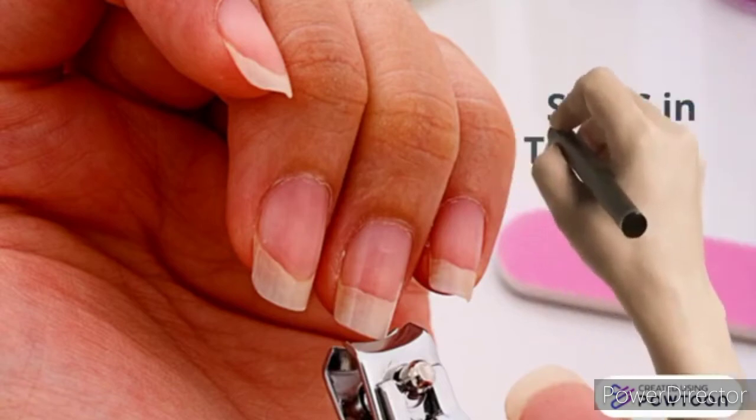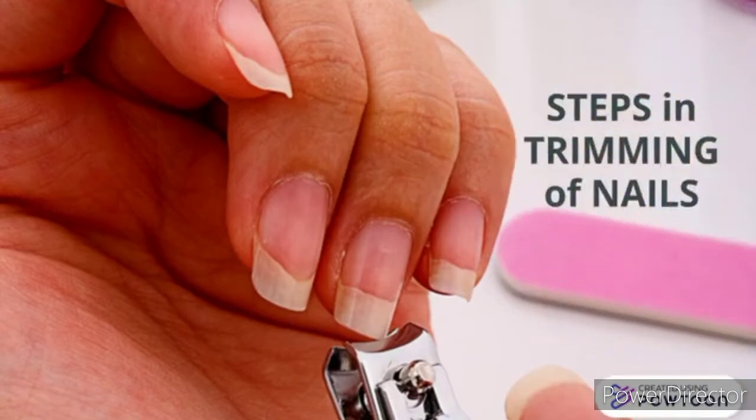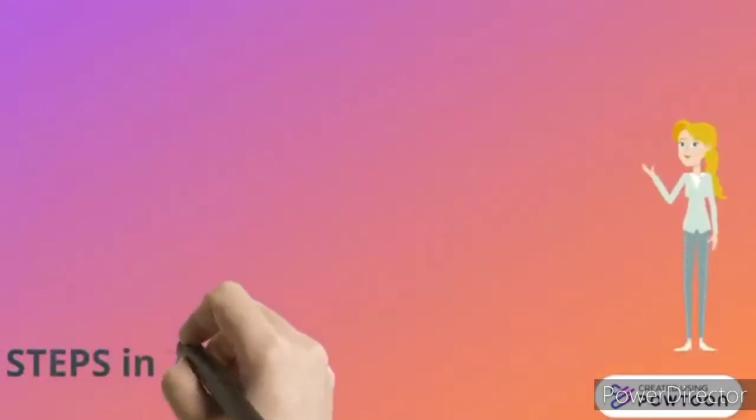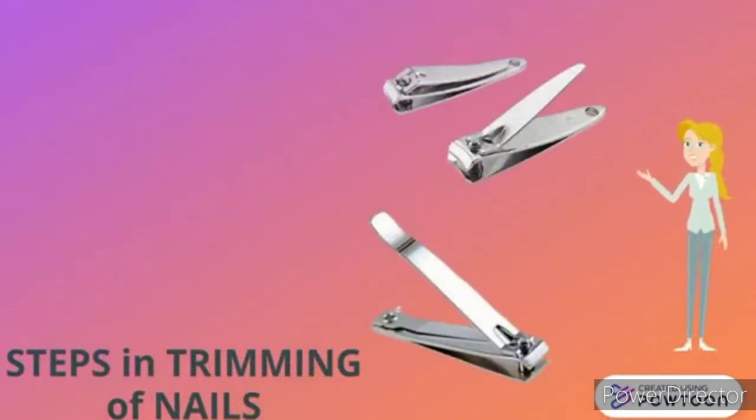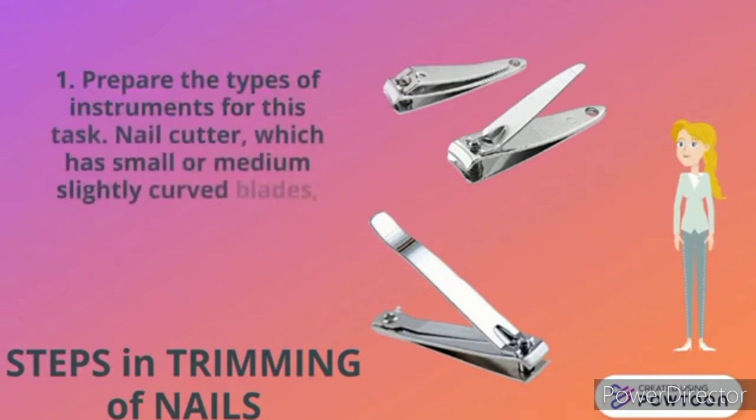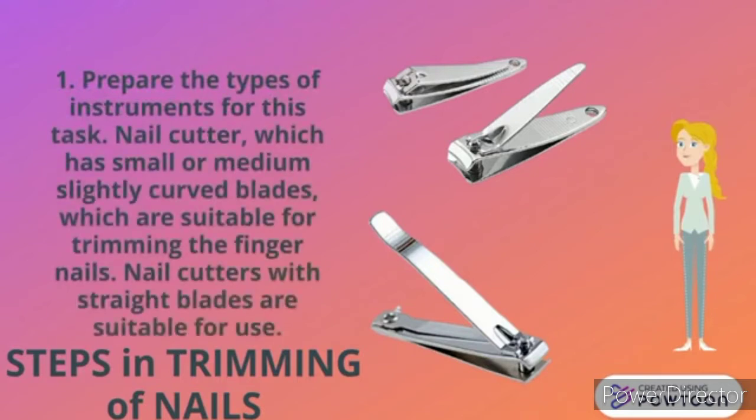We're going to proceed now to the steps in trimming of nails. The first step in trimming of nails: prepare the instruments for this task. A nail cutter has small or medium slightly curved blades which are suitable for trimming the fingernails. Nail cutters with straight blades are also suitable for use.